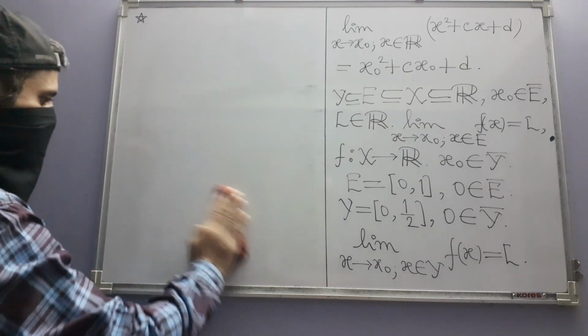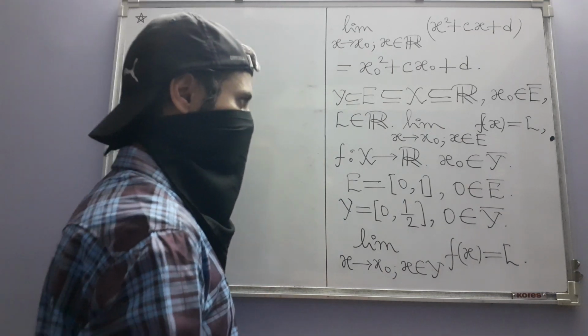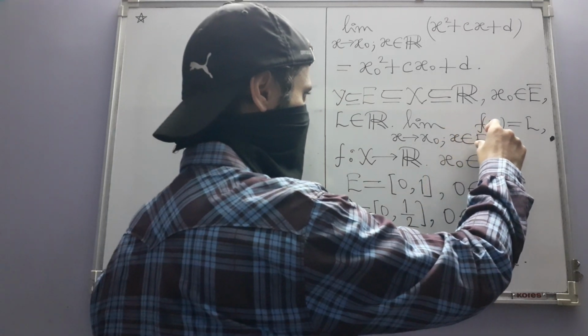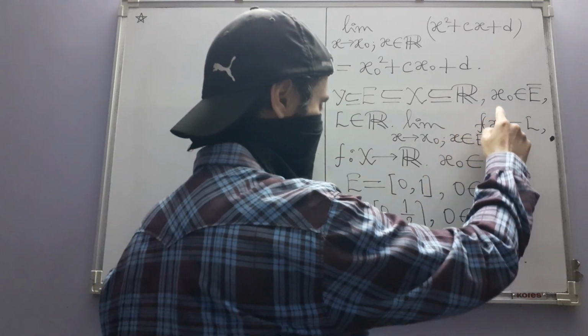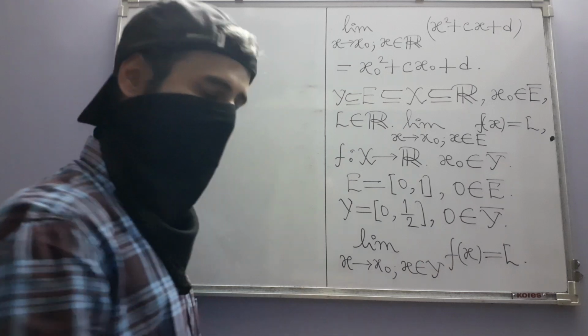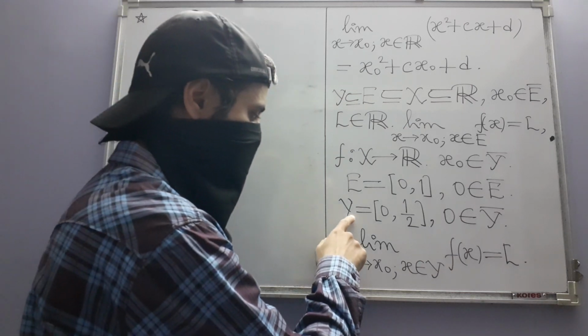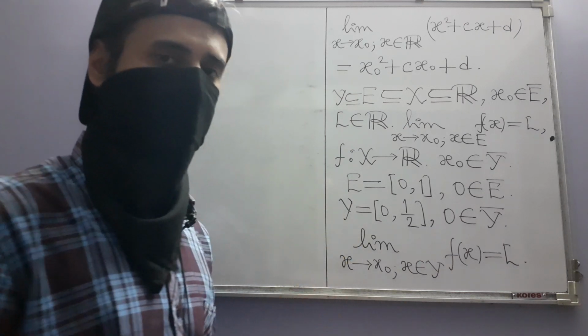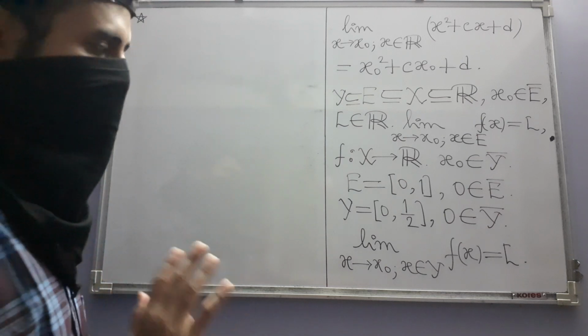The only thing that you have to keep in mind is that the original set E had X as an adherent point. The subset Y should also have X as an adherent point. Okay, that should be kept in mind.